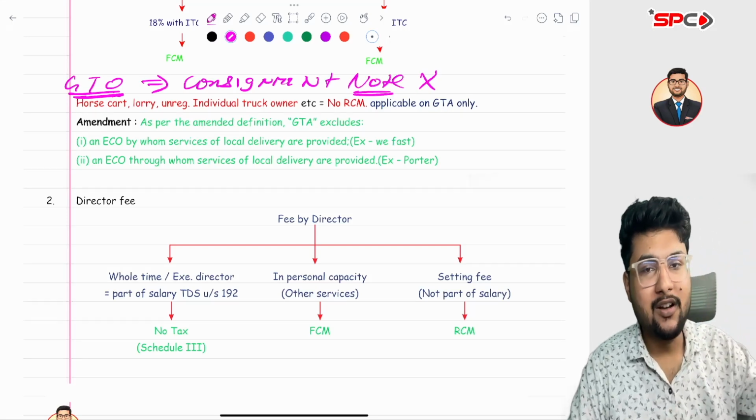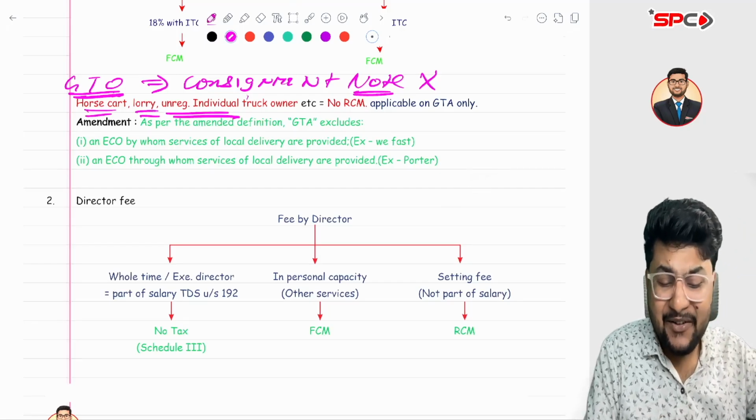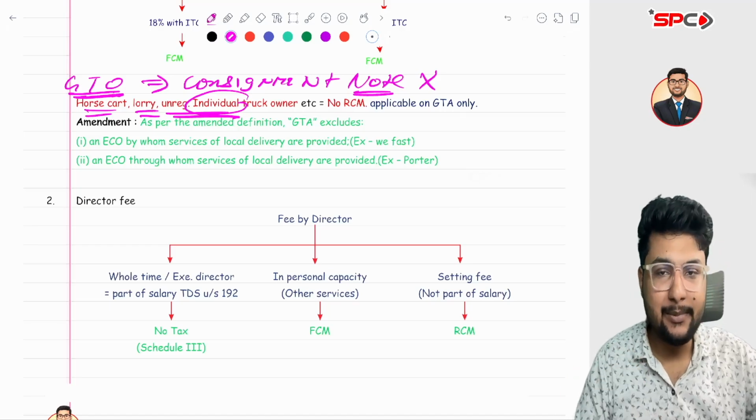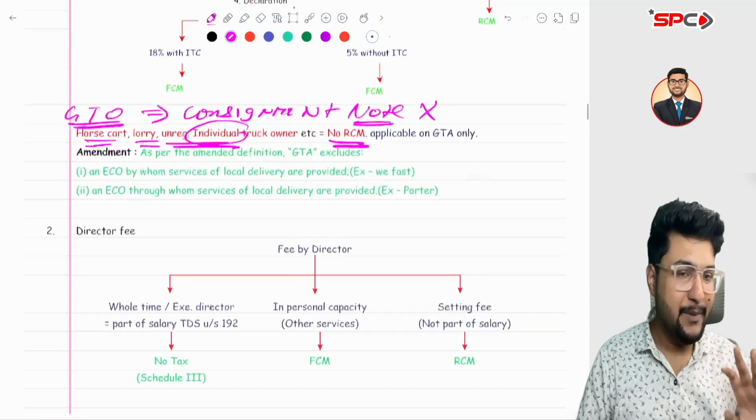That's why they are not covered here. Any horse cart, any lorry, any unregistered individual truck owner, they are also not covered here. And we will see in the exemption chapter, they are also exempt from GST as well. Okay, I hope it is clear.